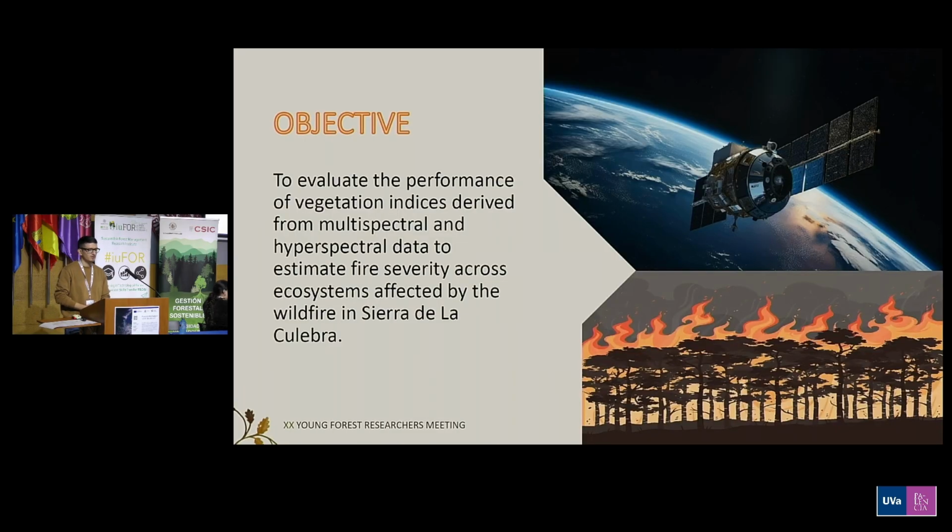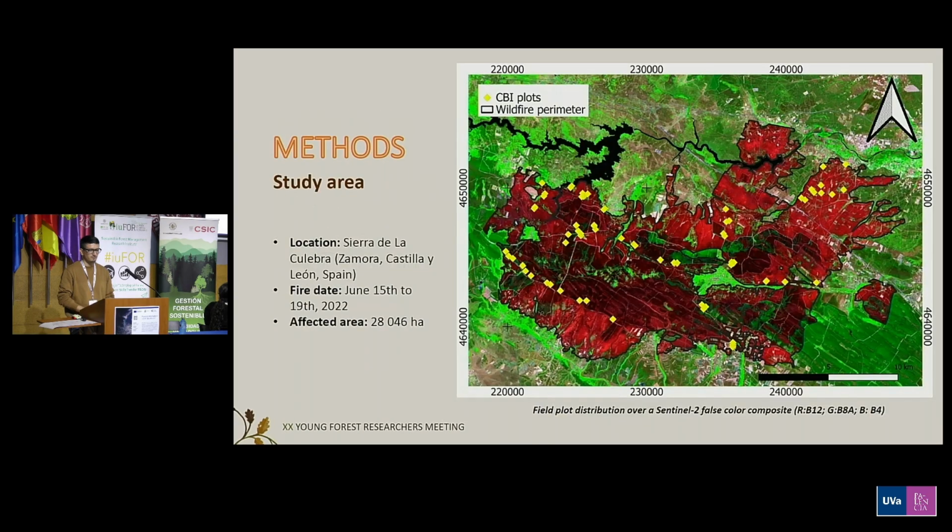So the objective of this research was to evaluate the performance of the vegetation indices derived from multispectral and hyperspectral data to estimate the fire severity across the Sierra de la Culebra wildfire. For the method, we evaluated only Sierra de la Culebra, because there's another area next to it. It was located in Zamora, Castilla y León, the fire date was between 15th and 19th, 2022, and the affected area was around 28,000 hectares.